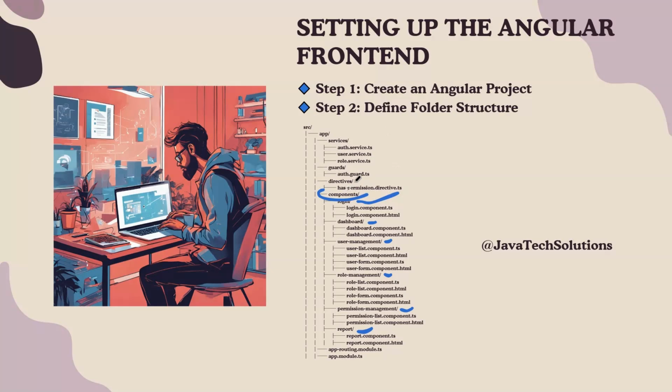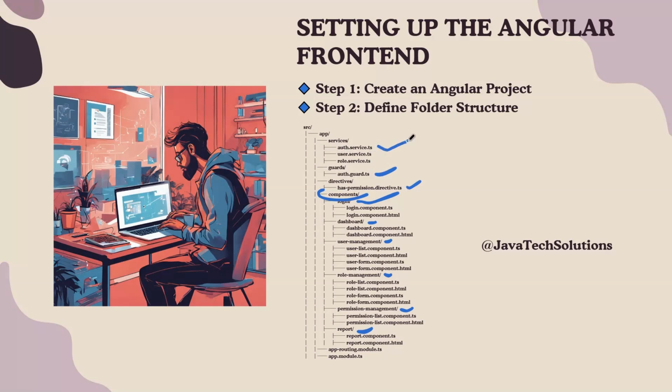Here we are going to create one guard, auth.guard.ts, which is responsible for guarding the system, so that without authentication we are not allowing anyone to enter the system. Similarly, we have directives that handle the permissions. If a particular URL doesn't have the correct permission, then we are not allowing entry into the system. We can redirect to the dashboard by default.